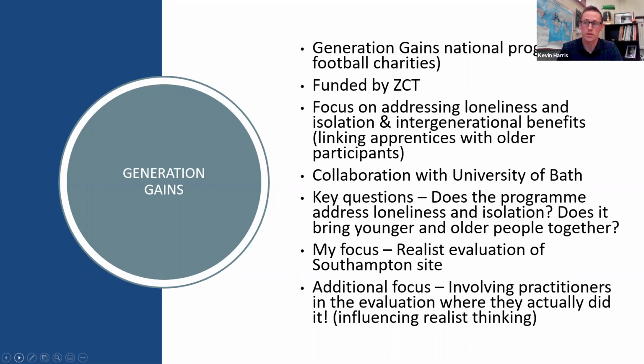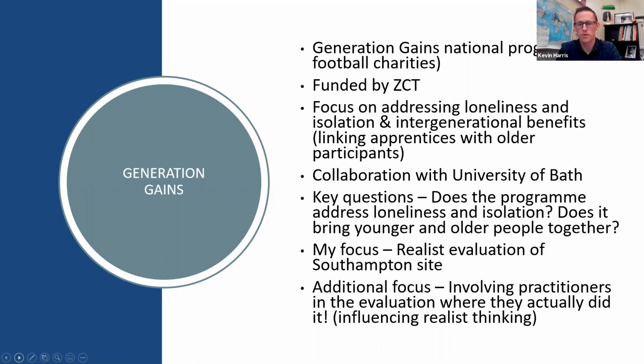There was another big element there as well, which was training younger practitioners as apprentices to be able to try and address these intergenerational gaps that might be there as well. So, for example, try to bring younger people and older people closer together to start to break these stereotypes of older and younger people not getting on per se. So my focus was a realist evaluation of the Southampton site, which was a separate piece of work.